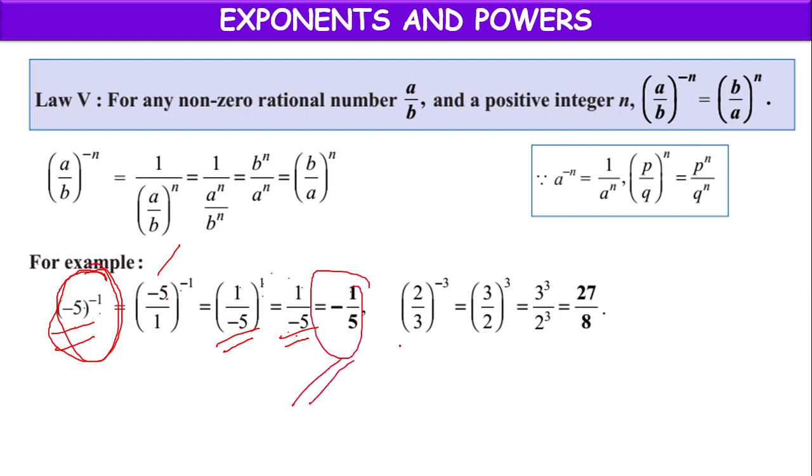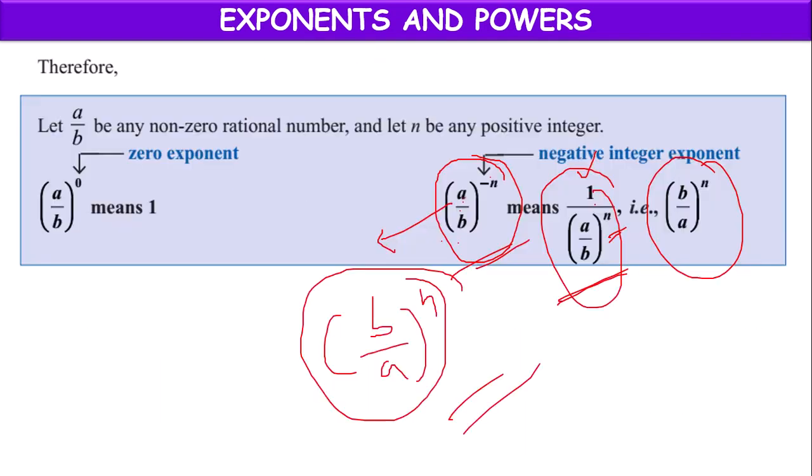Another example, (2/3)^(-3) can be written as, because we have a negative exponent here, we have to write its reciprocal. 2/3 converts into 3/2, and minus 3 changes into plus 3. So 3 cube by 2 cube. 3 cube value is 27, 2 cube value is 8. So in this way, we have 5 laws, children, regarding the exponents.